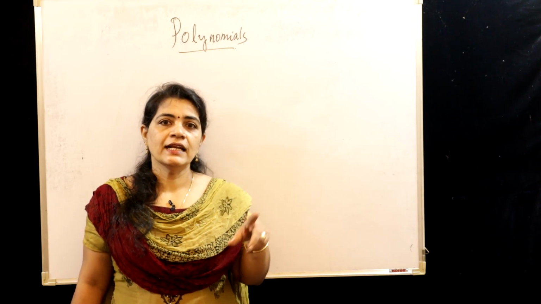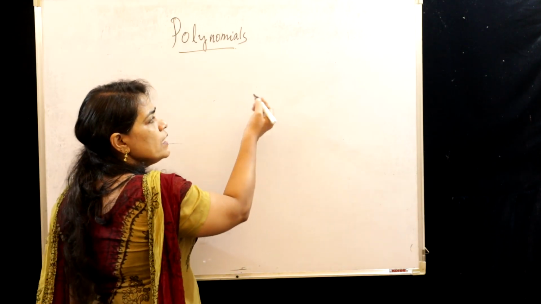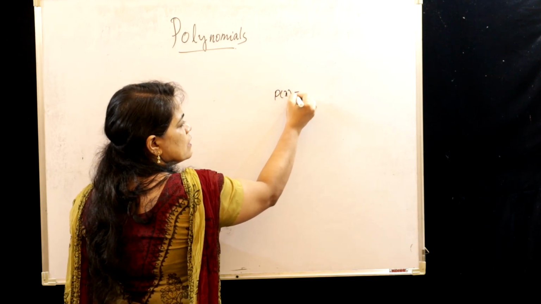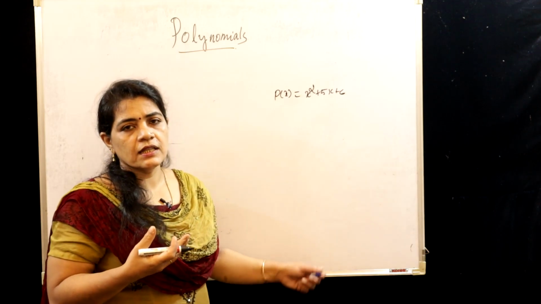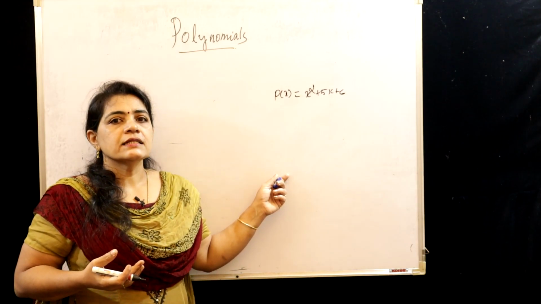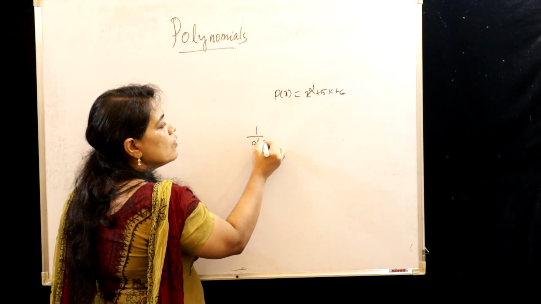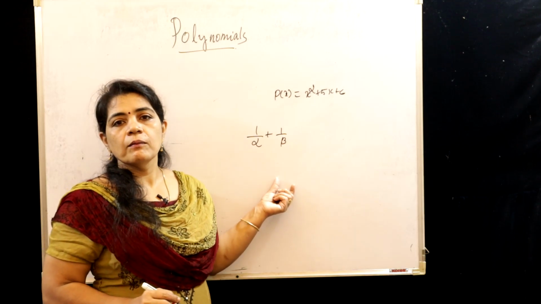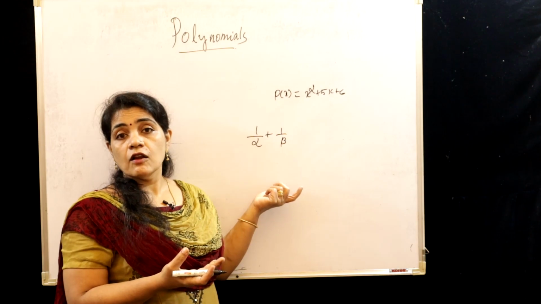Apart from the points which we have already discussed, we are definitely expecting some different questions from this lesson, polynomial. For that, children, these are the areas to be noted. If we have a polynomial p of x equal to x square plus 5x plus 6, for ease I am always taking that polynomial. Sometimes the question is: find the value of 1 by alpha plus 1 by beta. How to find it? We don't have any identity in terms of 1 by alpha plus 1 by beta.